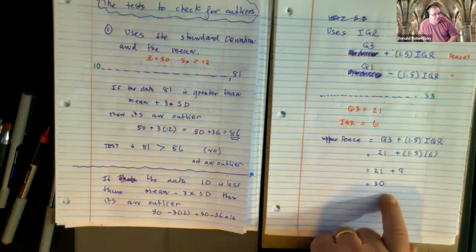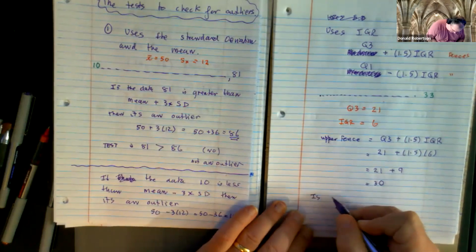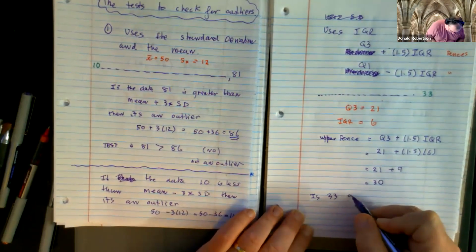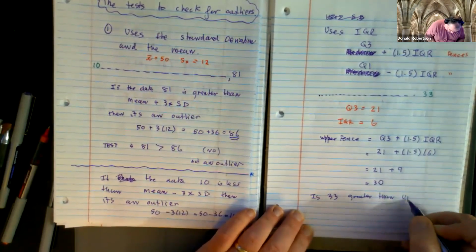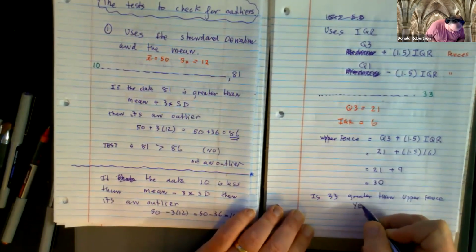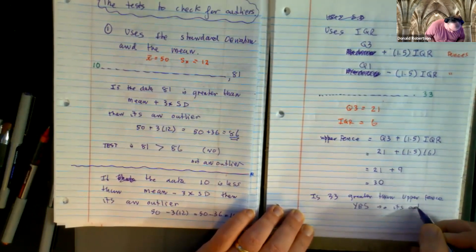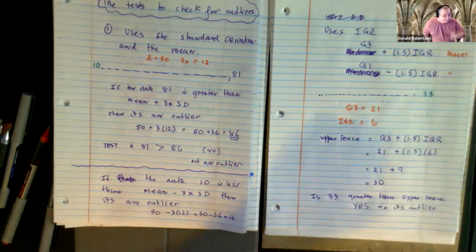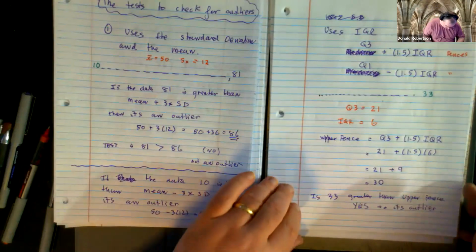Do you agree it's bigger? Right. So is 33 greater than, I'll call it its name, the upper fence? In this case, the answer is yes. So it's an outlier. So if you are greater than the value of the upper fence, Q3 plus 1.5 IQRs, then you are an outlier.